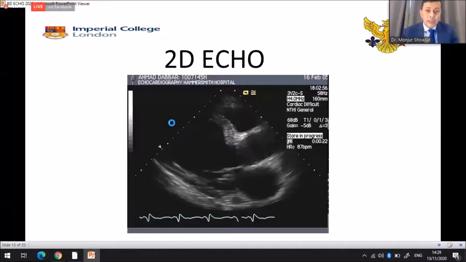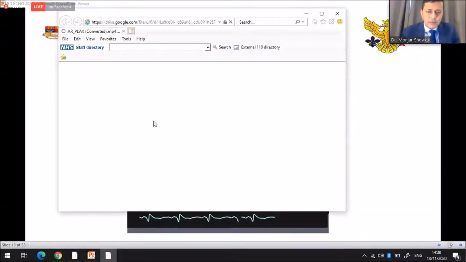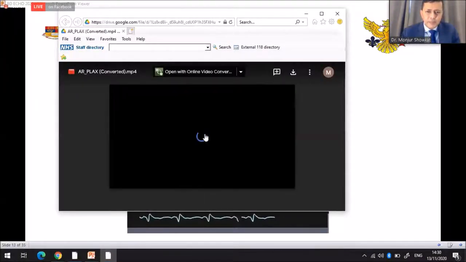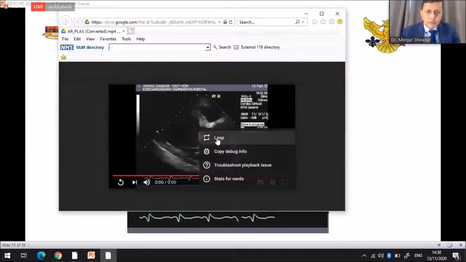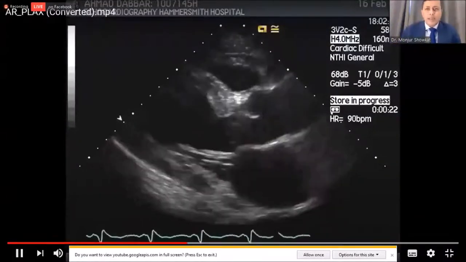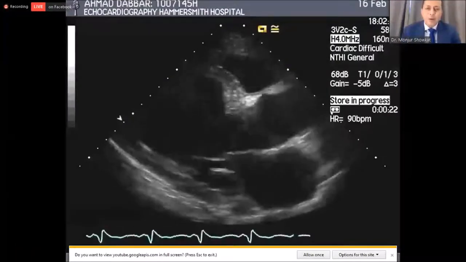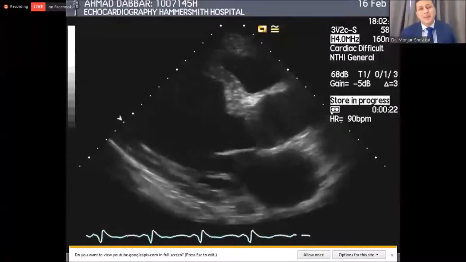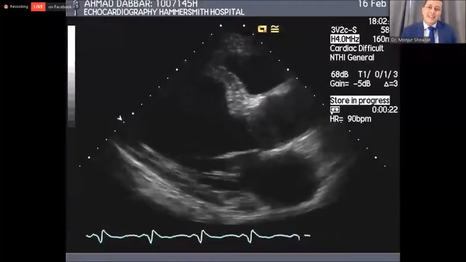Now, going to this echo. This is one of our patients who came to our hospital because, on examination, we found he has an early diastolic murmur. And on scan, you can see he never had any kind of problem.